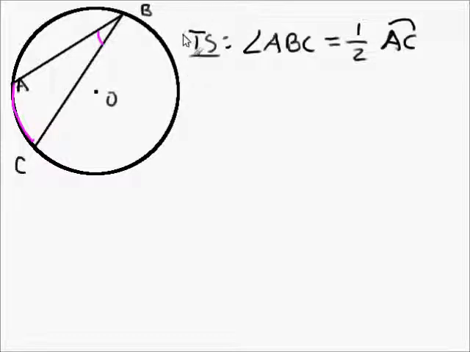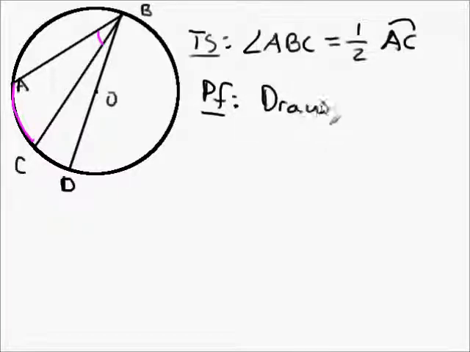And to do this, we're going to have to get a little creative. I'm going to go ahead and draw an arc, or excuse me, draw a diameter. I'm going to start at B here and draw a diameter from B. And so this is going to be BD, and it's going to be a diameter again. We can do that. We can draw diameters from points. That's fine. So, proof.